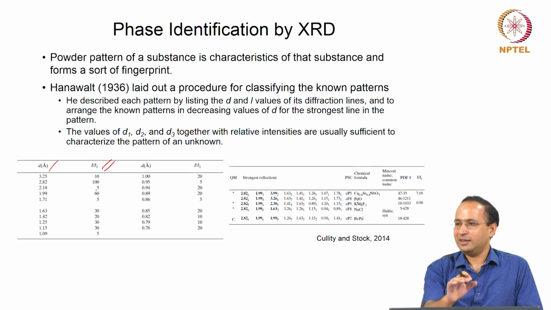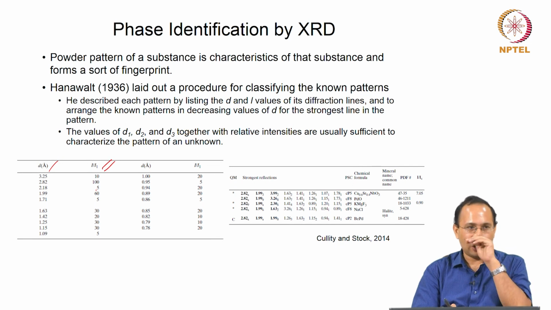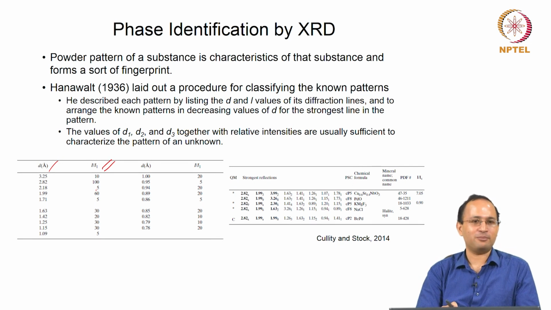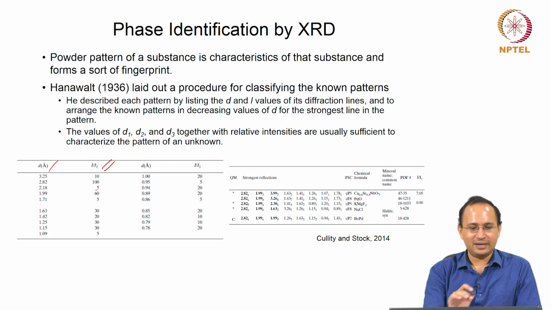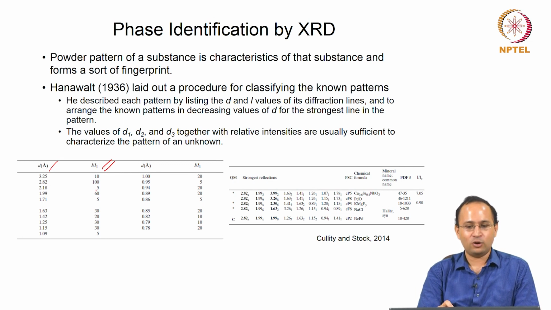You know that someone has already done the experiment. There has to be a way, because you are talking about more than 300,000 PDFs, powder diffraction files, available. How do you search? Now we have computers, but I am just saying. Hanawalt in 1936 laid out a procedure for classifying the known patterns. There has to be a systematic procedure.